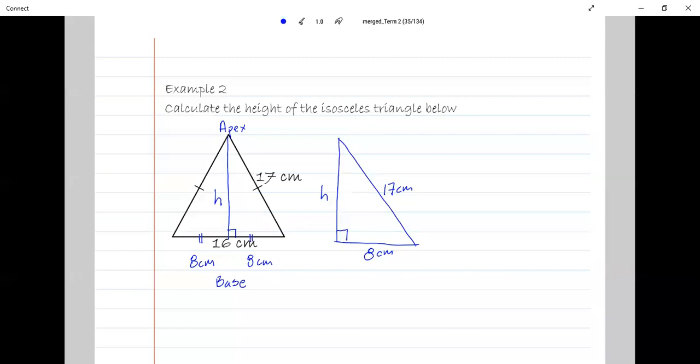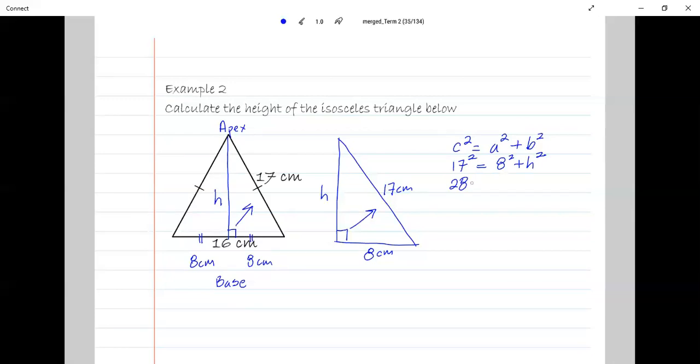This is a reason for applying Pythagoras Theorem. So once I know two sides of a right angle triangle, and I wish to find the length of the third side, I'm going to apply Pythagoras Theorem. The Pythagoras Theorem formula is c squared is equal to a squared plus b squared. And in that formula, c is the hypotenuse and a and b are the other two sides. The hypotenuse is in front of the right angle. So 17 is the hypotenuse. The other two sides are 8 and h. So it's 17 squared equals 8 squared plus h squared, where h is the height.